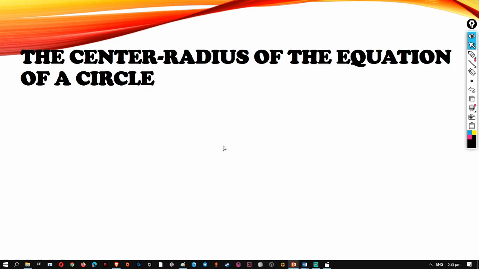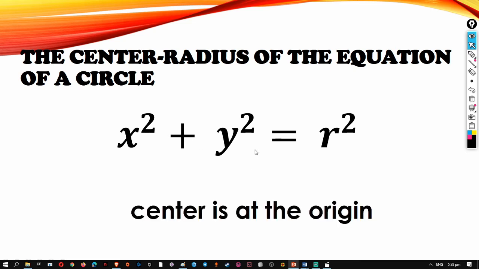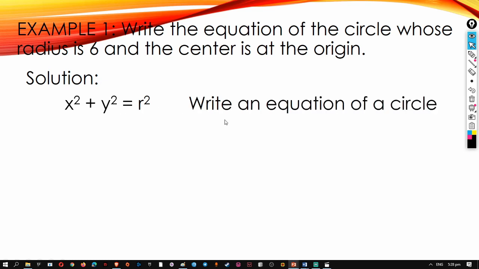Next. The center radius form of the equation of a circle. So, paano yan? So, itong gagamitin nating formula para makuha natin ang equation of the circle given the center is at the origin. Example. Write the equation of the circle whose radius is 6 and the center is at the origin. So, solution. Using the formula x squared plus y squared equals r squared, we write an equation of a circle with center at the origin.